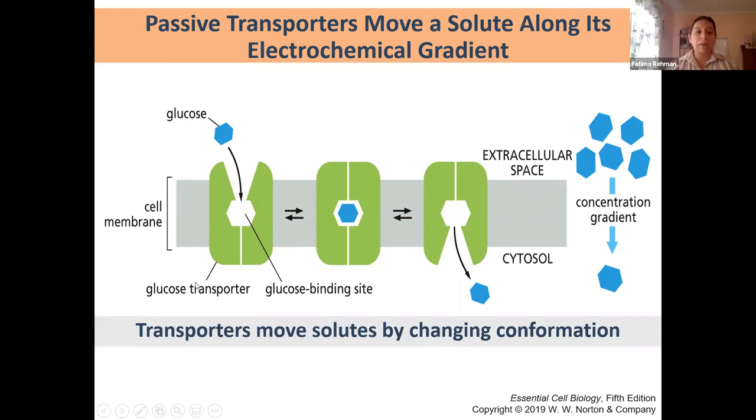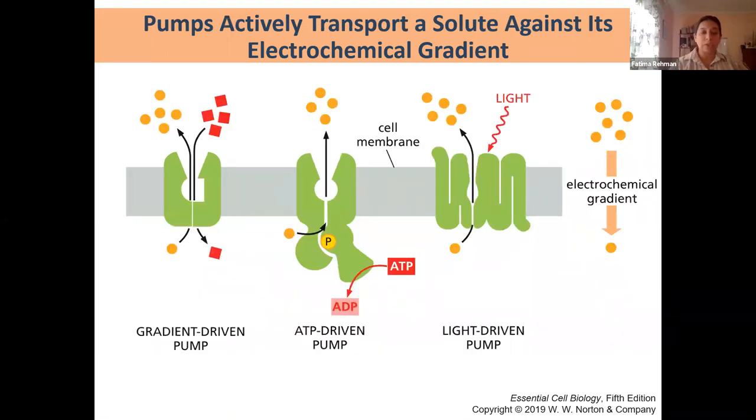So there are just simple conformation changes that open it, close it, release it, and keep going back and forth until the concentration is the way it needs to be. In the case of active transport, where you're taking a solute against the electrochemical gradient, there are multiple ways that you can do that.